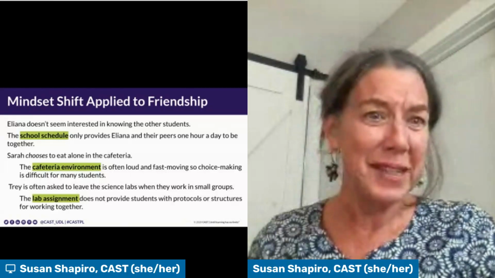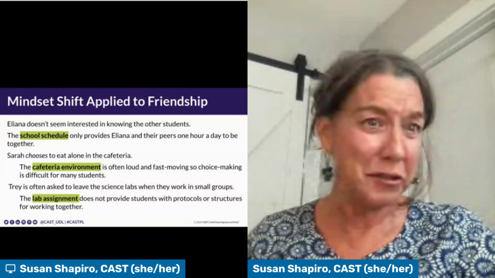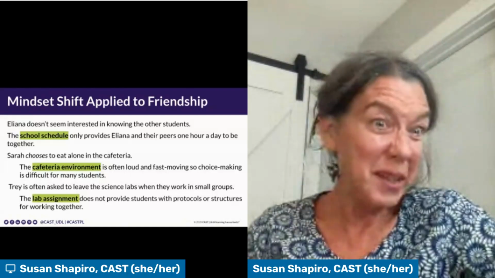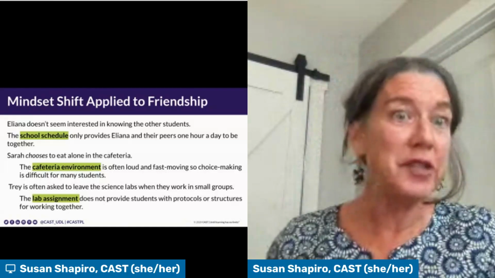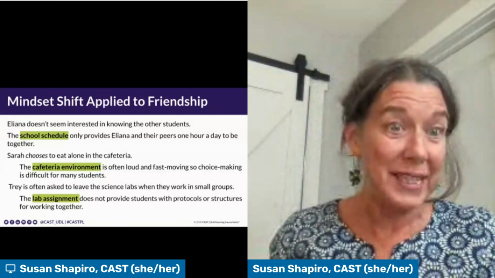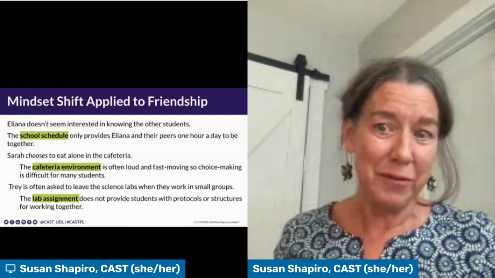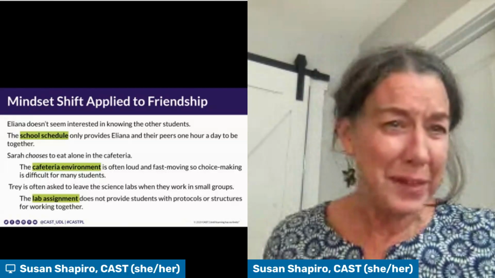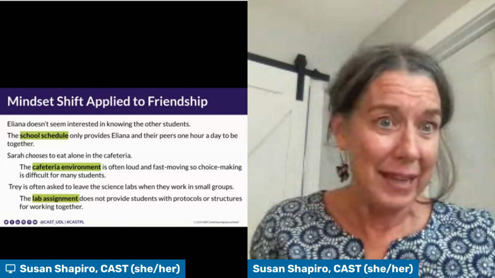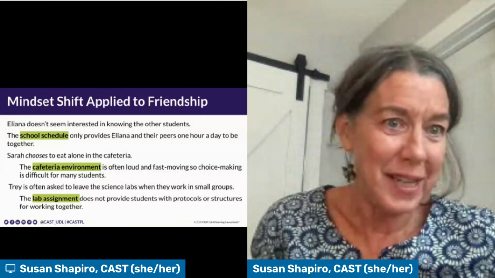But what if the truth was that the lab assignment doesn't really provide students with protocols or structures for working together? So for some students, that might be tolerable, but for Trey, perhaps that open endedness is really difficult to navigate. And so behaviors happen and he's often asked to leave, right? So, what if it's not Trey that's the barrier? What if the lab assignment and the open endedness of that lab assignment is the barrier? To me, that's good news because we can change the lab assignment, right?